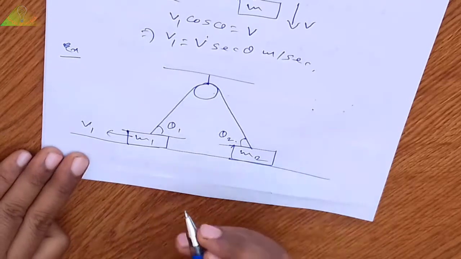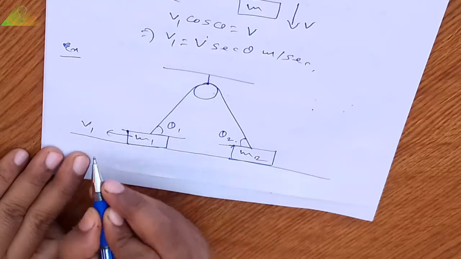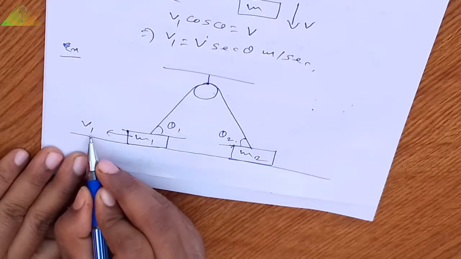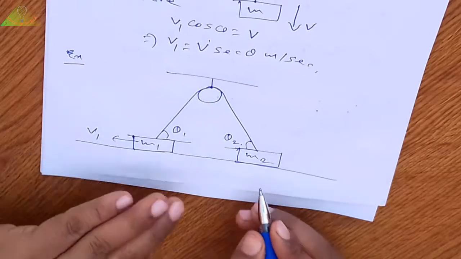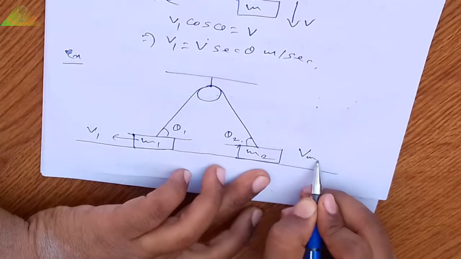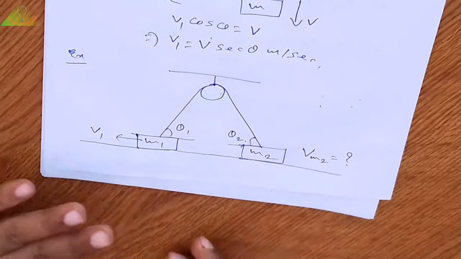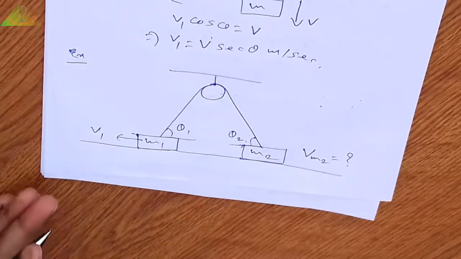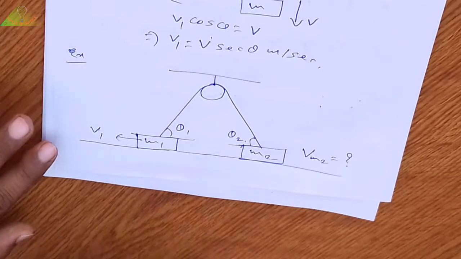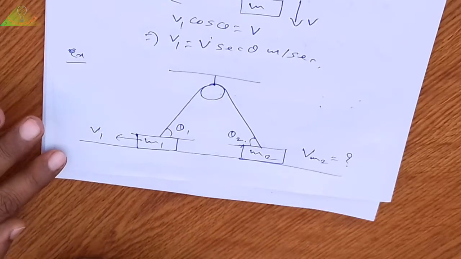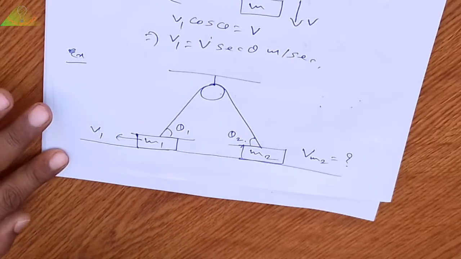Now they are asking, if this m1 block is moving with velocity v1 in the given direction, what will be the velocity of mass 2? The constraint relation is all about this application only. The only single point to keep in mind is that the velocity components of all the blocks along the direction of the string will remain the same.